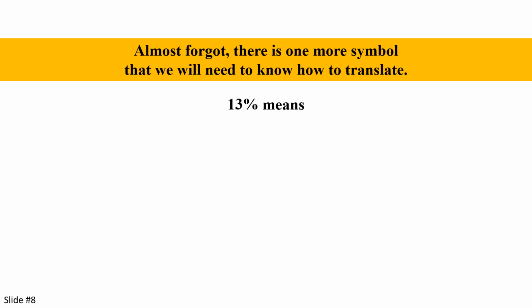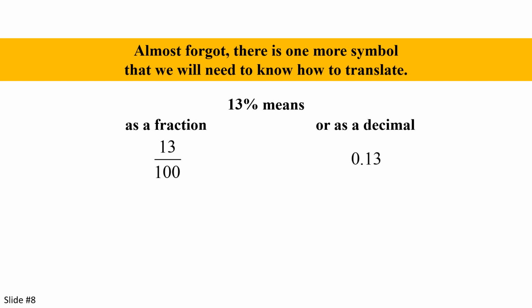So 13% means, as a fraction, 13 over 100. As a decimal, it would be 0.13. Both are valid translations. Sometimes you'll find that writing it as 0.13 is more convenient. Other times you'll find that writing it as 13 divided by 100, 13 over 100, writing it as a fraction, will be more convenient. So you get to choose which one you use.